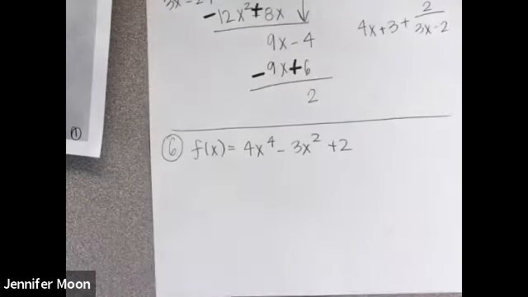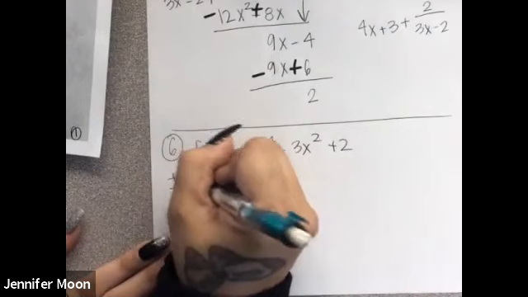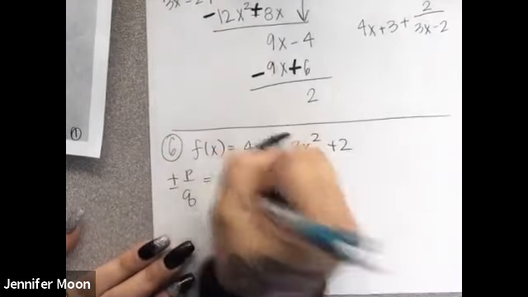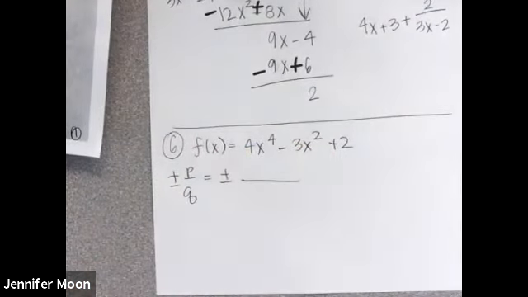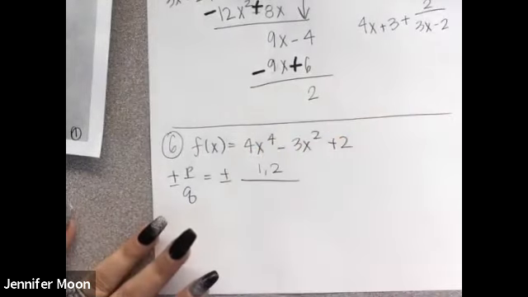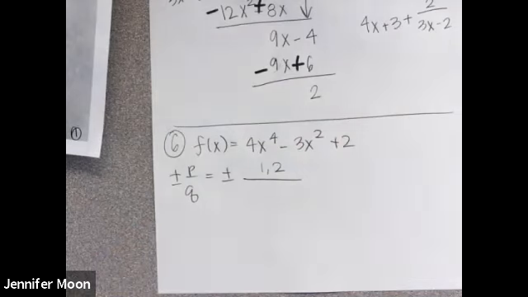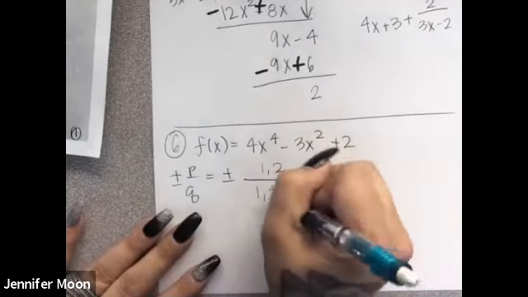Okay, so right here, my plus or minus p over q. So basically you take your factors of your constant over your factors of your leading coefficient. My constant is 2, those factors are 1 and 2. My leading coefficient is a 4, and those factors are 1 and 4 and 2 and 2, right? But you just write the 2 once. So 1, 2, 4.